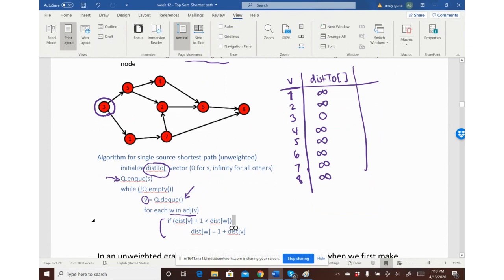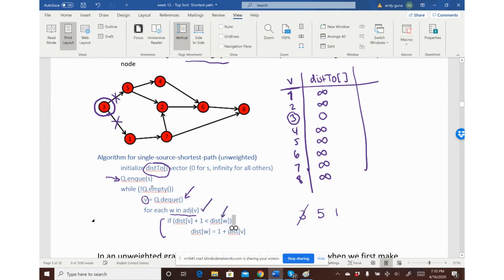So my node 3 is in the queue. I dequeue that. Let me draw the queue here. We have 3. I'm going to dequeue that and then add the adjacency things into that. So 5 and 1 are there. Then what I do is I take all of the W's in the adjacency list and look at the distance to W.